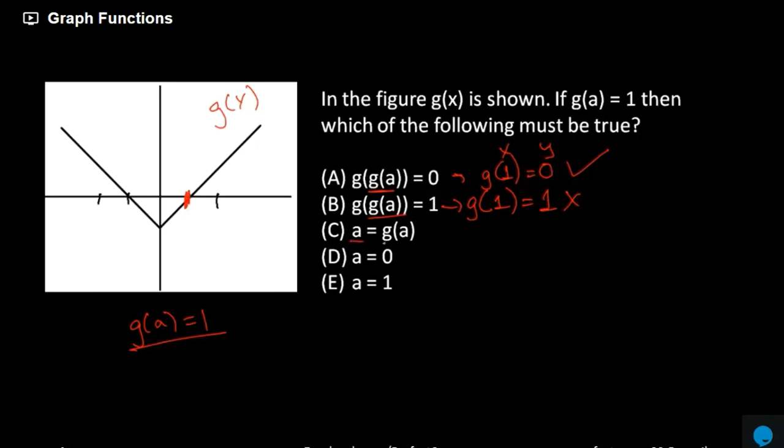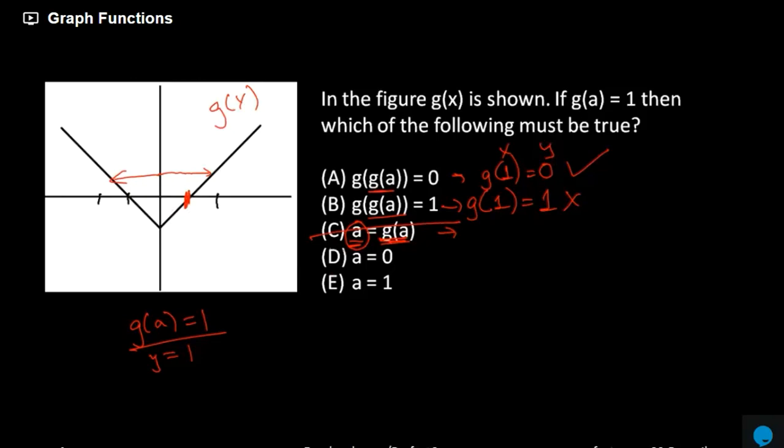Now this says that a is equal to g of a, right? So it says that the value of a is equal to g of a. G of a is 1. That means the value of y is equal to 1. When is the value of y equal to 1? There are actually two values. There cannot be one value for a satisfying this, right? That means this is eliminated.